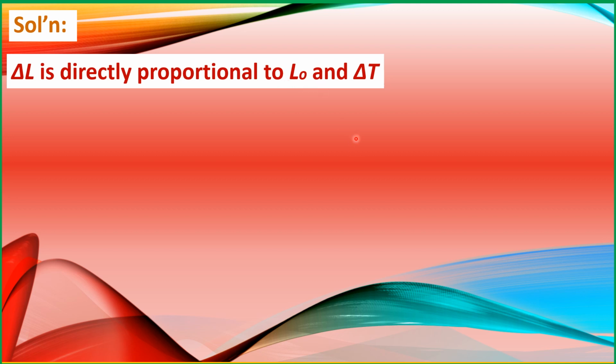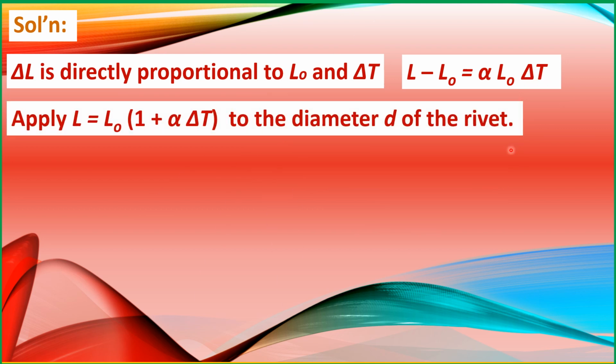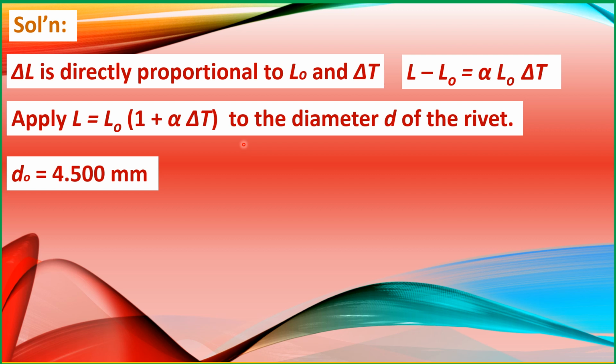This can be translated into a simple equation, delta L, which is also L minus L naught, being equal to a constant known as the coefficient of linear thermal expansion of the material multiplied by the initial length and the change in temperature delta T. Alright? So, we are going to apply this equation to the diameter D of the rivet. That simply means we're just changing the notation. Instead of L for length, we're going to use D for diameter.